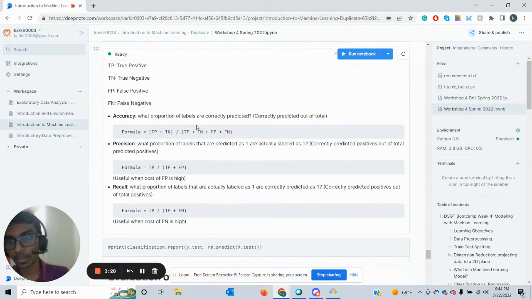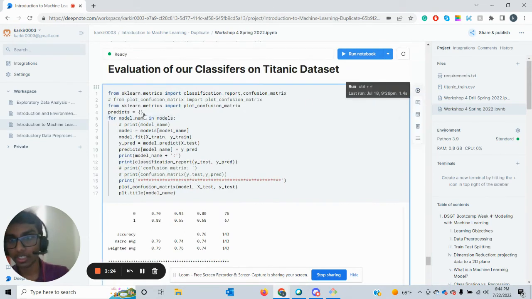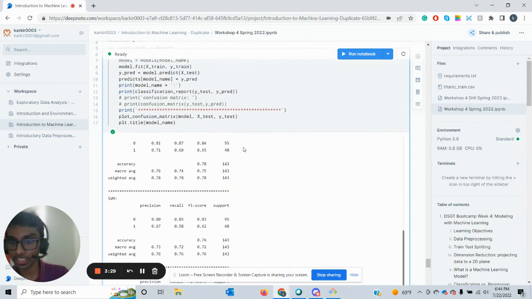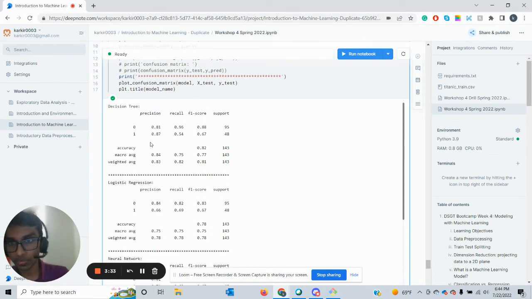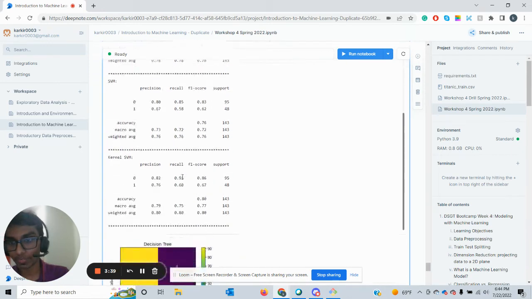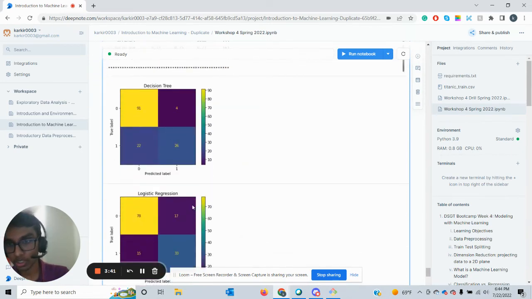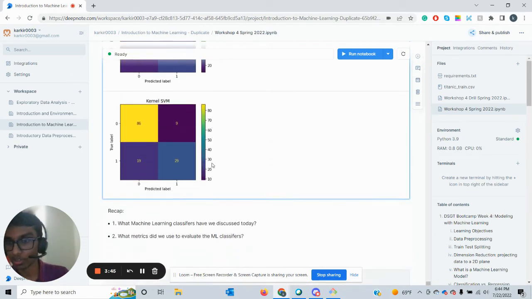So that takes care of the confusion matrix. Let's evaluate our classifiers on the Titanic dataset. This code will go through all our models, fit them, make predictions, and generate a classification report. So we can see for our decision tree how well we did: precision, recall, F1 score, and our accuracy. And you could do that for logistic regression, the neural network, and SVM. And these are the confusion matrices we get, so we can get a better sense of what's happening with these models. How is our model doing?